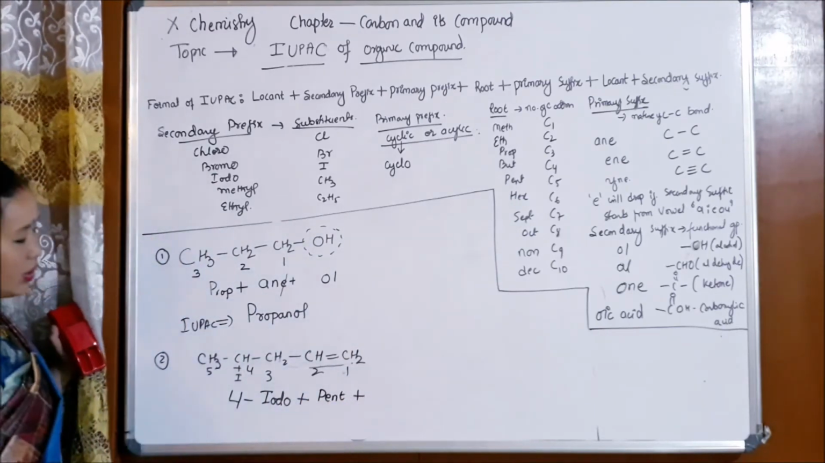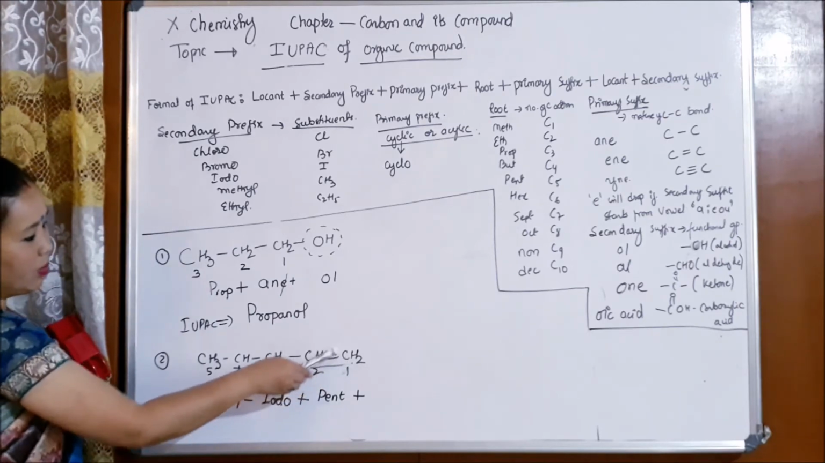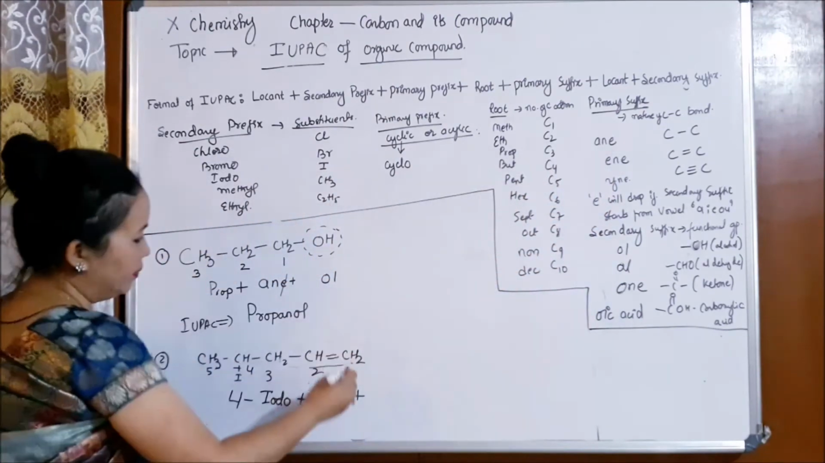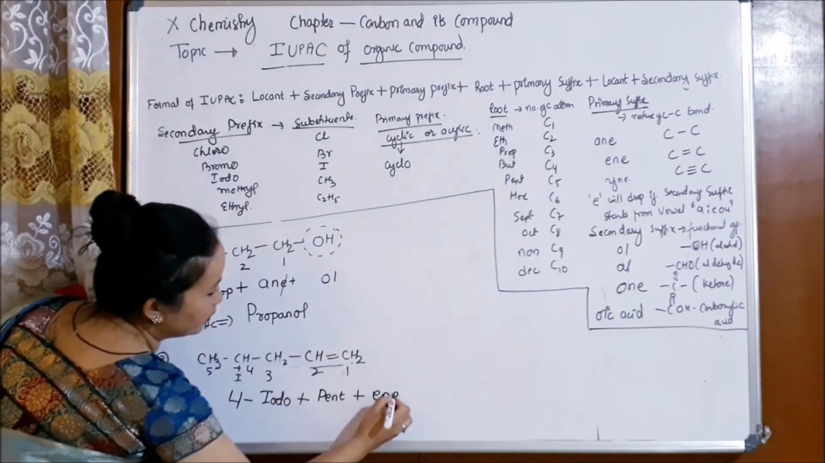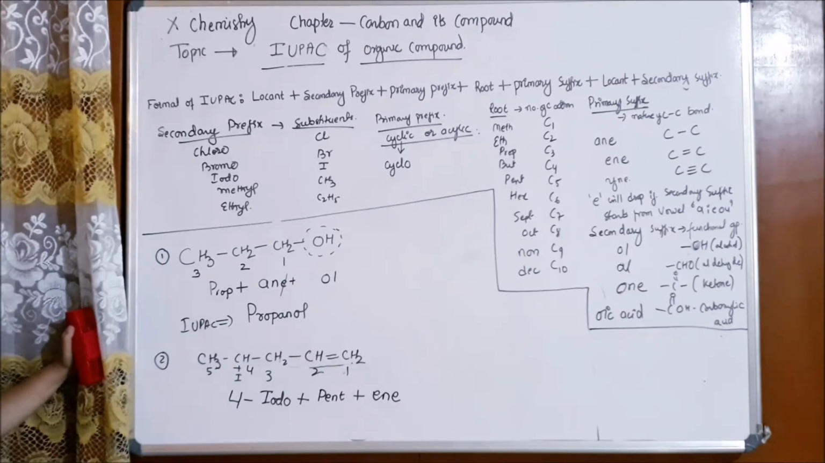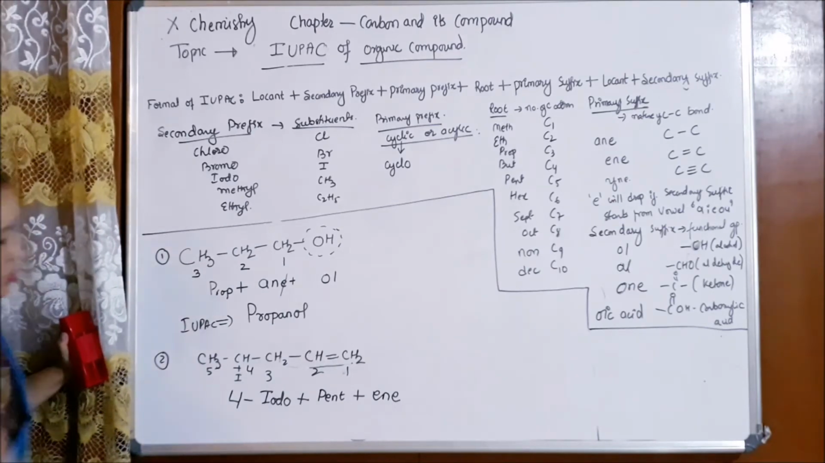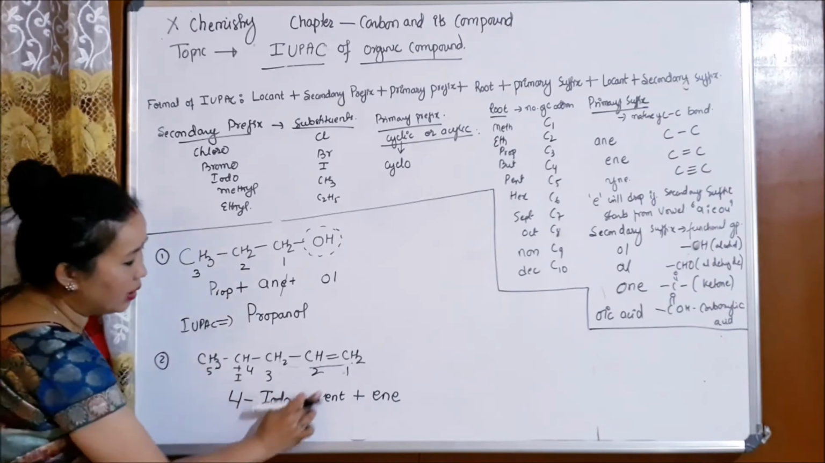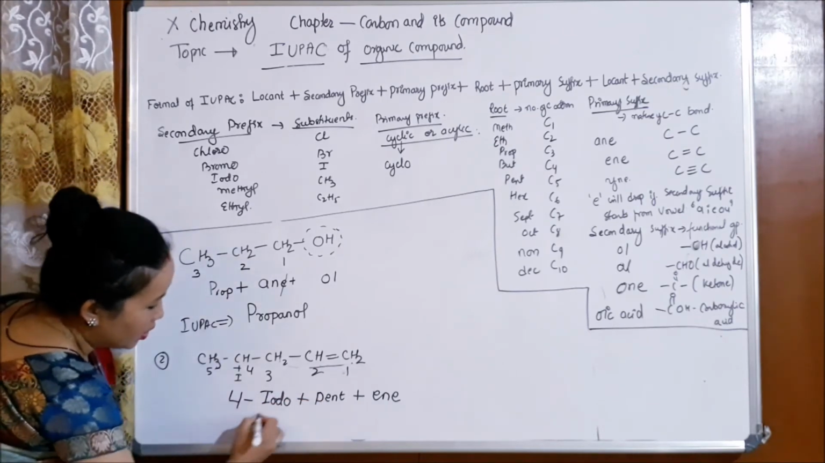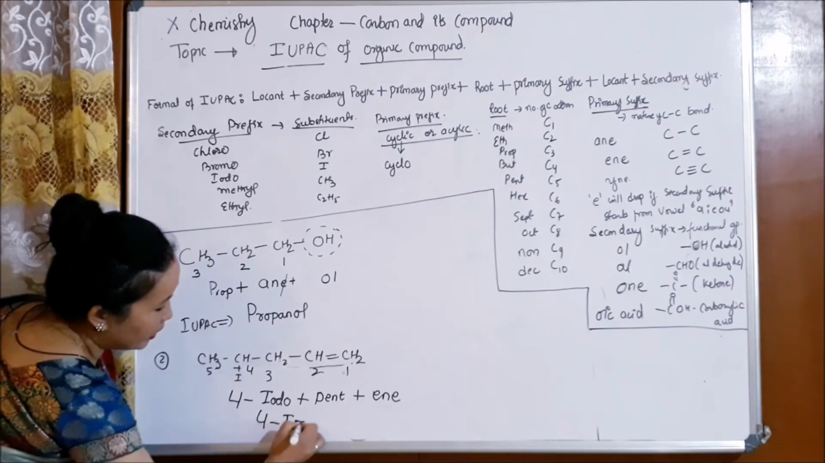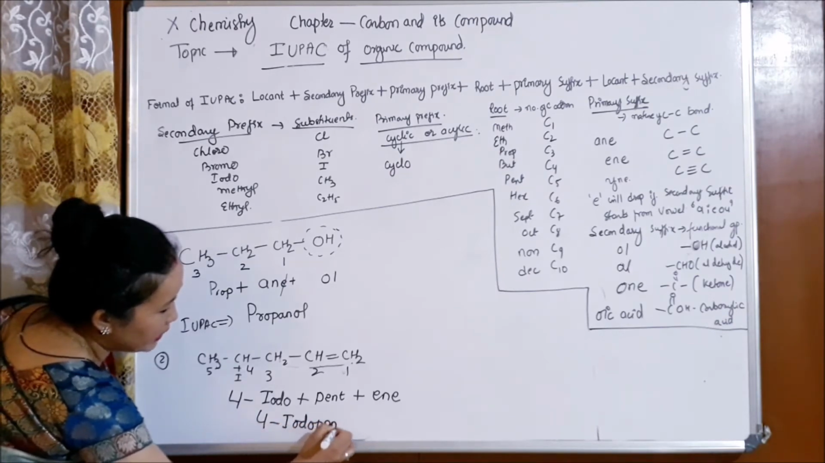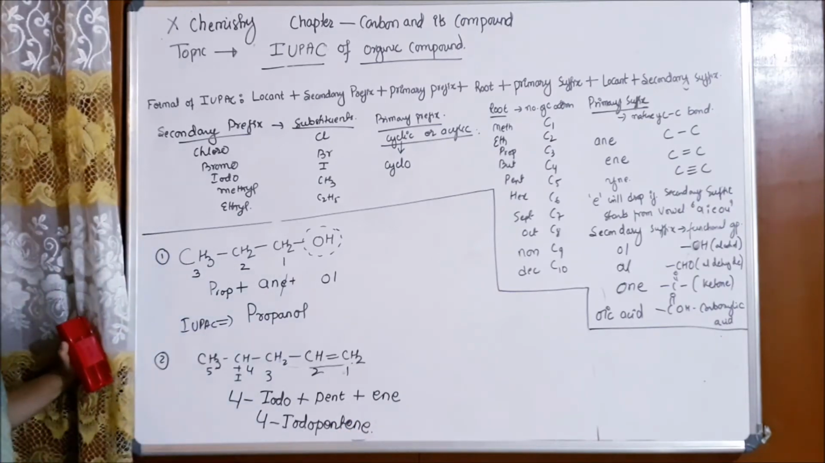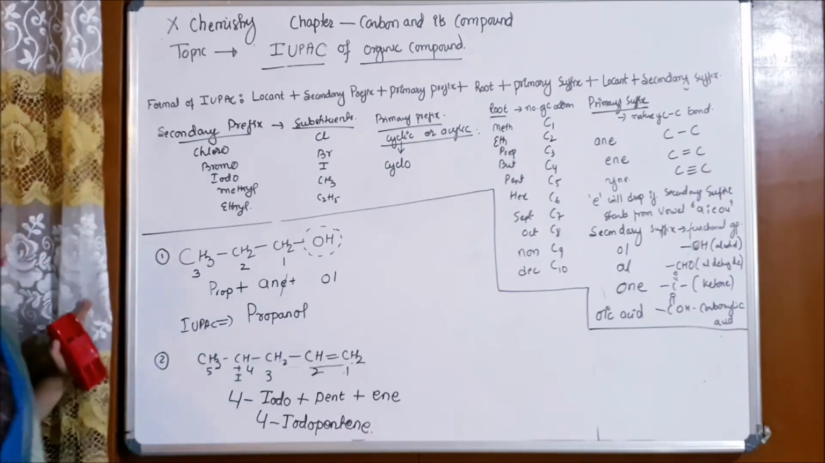Now a double bond is there. For a double bond, what do we need to write? En. There is no secondary suffix, there is no functional group. So how to write down the name? Pent, 4-iodo, no gap, pentene. The compound name is 4-iodopentene.